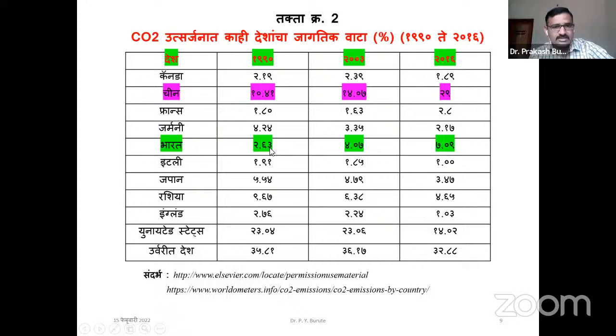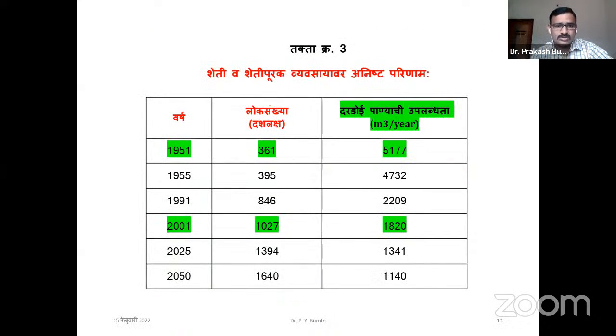भारताचा जर विचार केला तर CO2 चं उत्सर्जन भारतामध्ये 1990चा जर विचार केला तर ते 2.63% इतकं होतं आणि 2016चा विचार केला तर ते 7.9 इतकं आहे. म्हणजे इतर देशांच्या तुलनेत जर विचार केला तर भारतामध्ये देखील CO2 उत्सर्जनाचं प्रमाण अधिक असलेलं आपल्याला दिसून येतं.